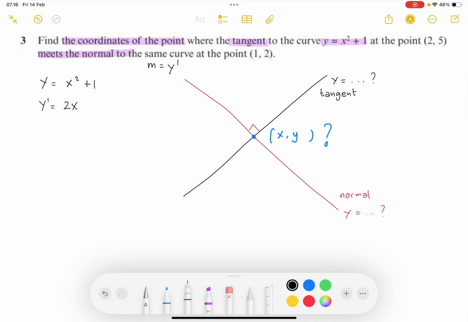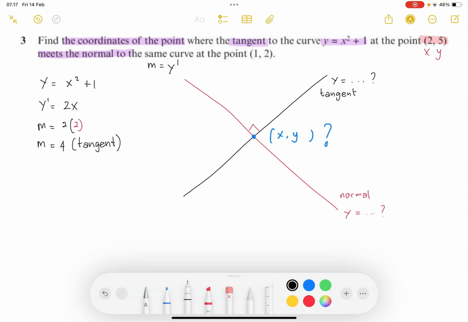So next, after we find the derivative, it's time to find the gradient. It becomes a gradient once you put in the specific point, where x is 2, since the point is (2, 5). We substitute the 2 here. The tangent gradient, m of the tangent, will be 4.